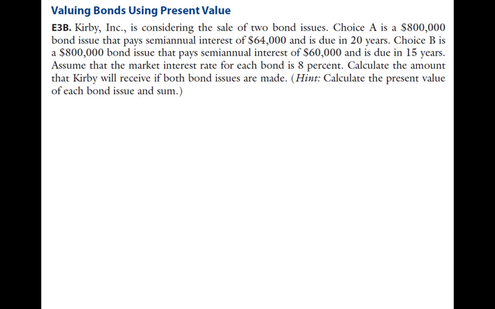In this example, we will be using present value to value bonds. Kirby Inc. is considering the sale of two bond issues. We have Choice A and Choice B.